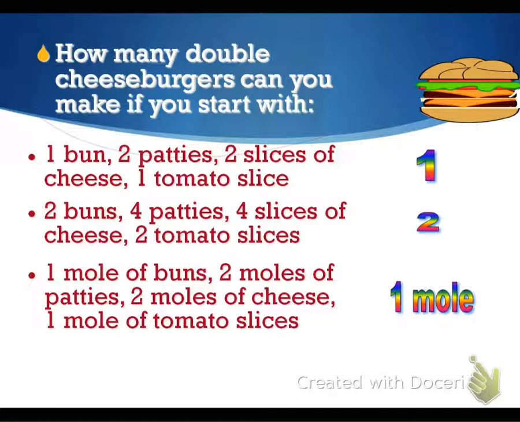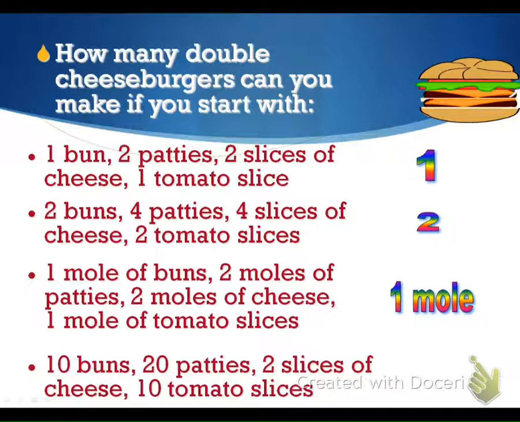Yeah. All right. So how many can we make if we start with 10 buns, 20 patties, 2 slices of cheese, and 10 tomato slices? We can only make 1. Okay, why can we only make 1?